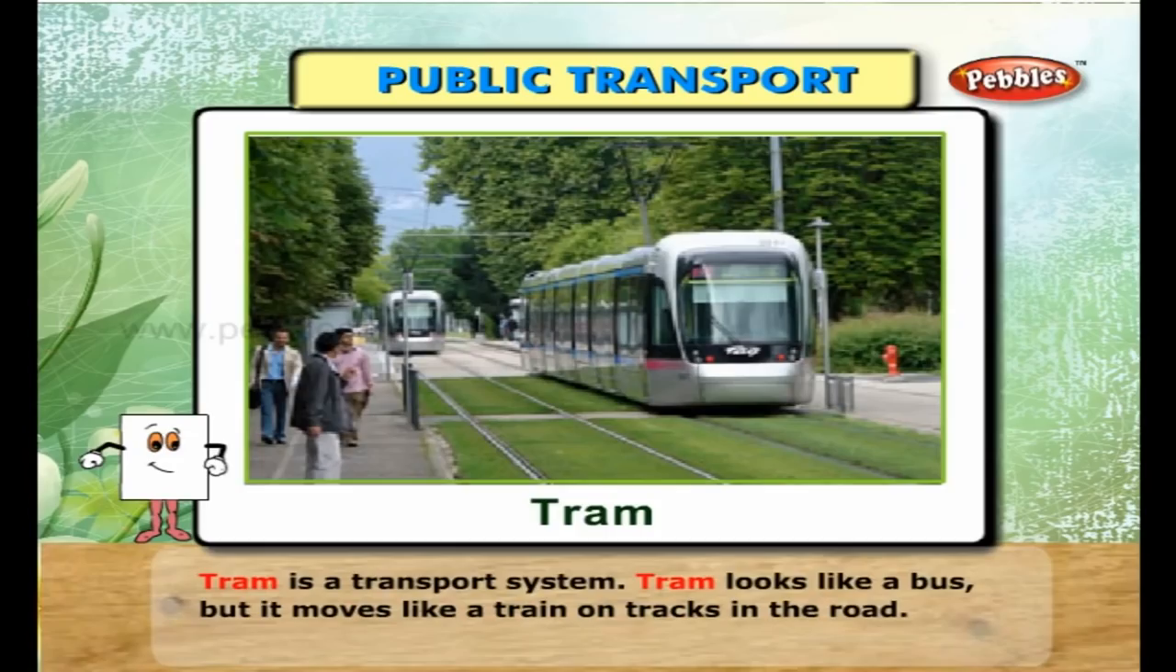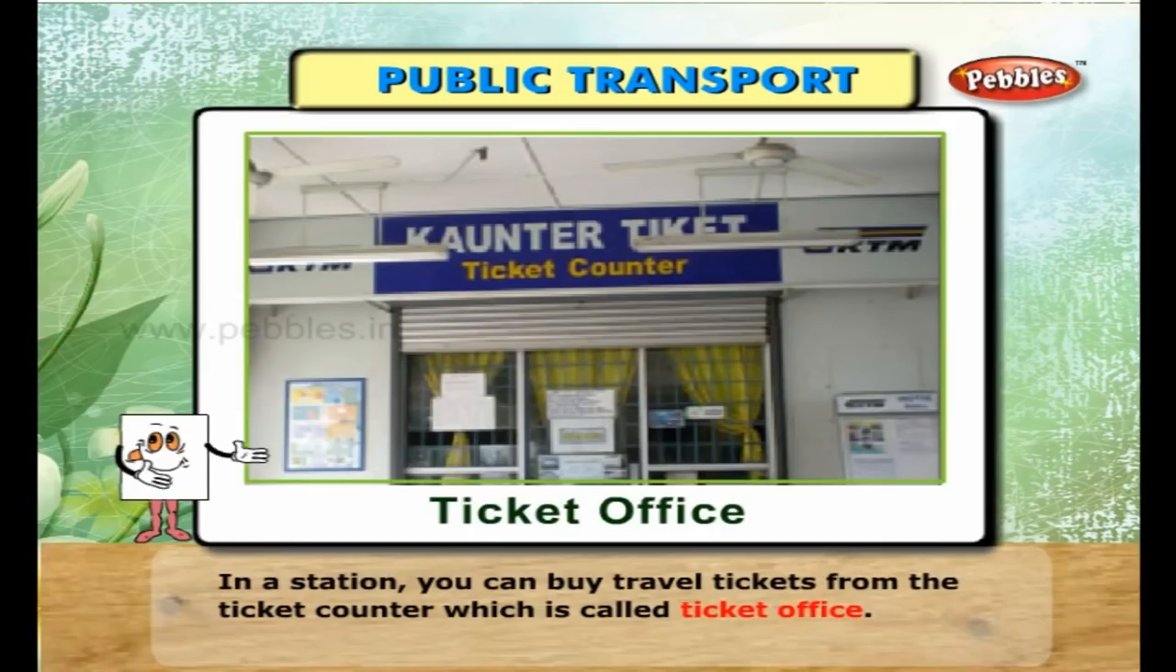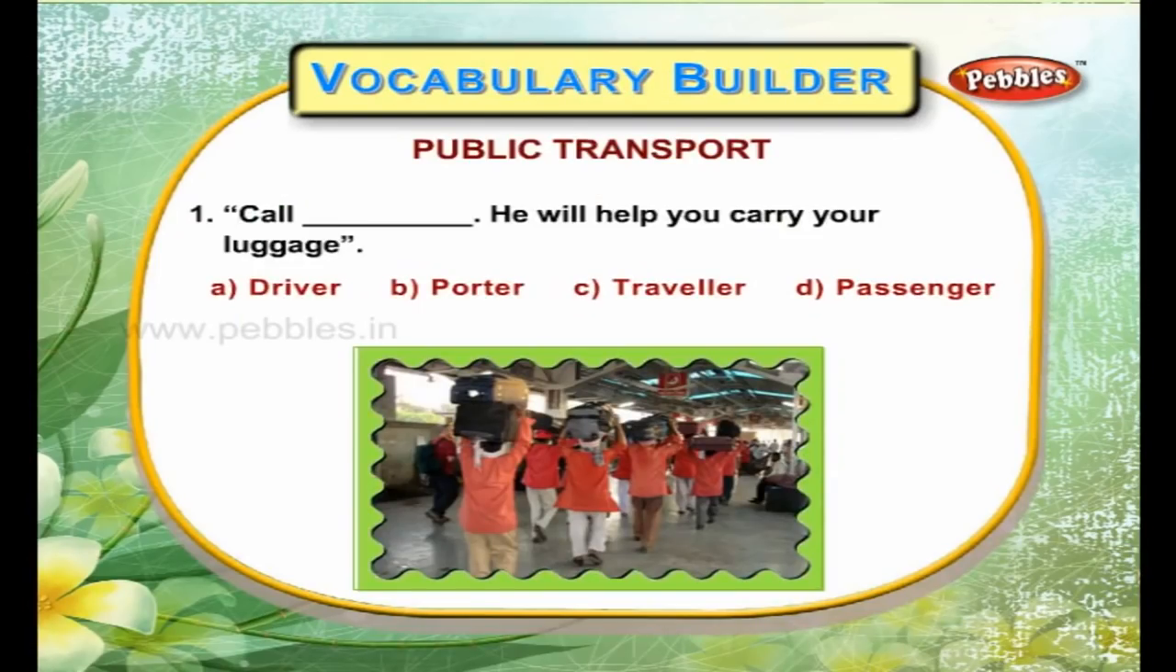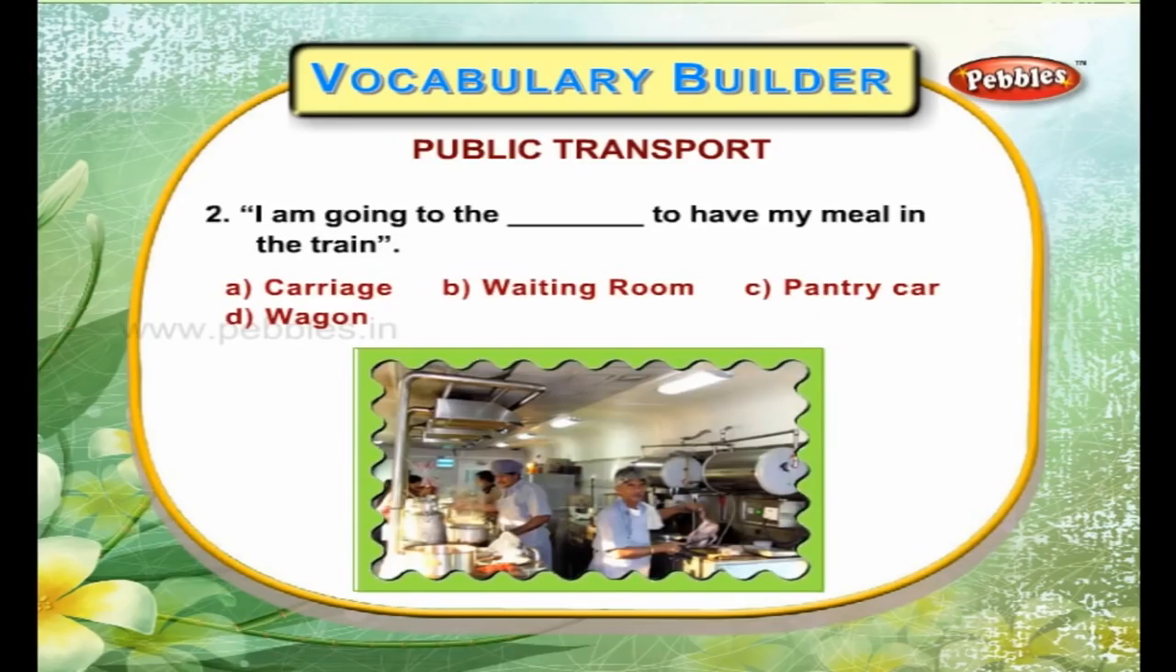Tram is a transport system. Tram looks like a bus, but it moves like a train on tracks in the road. In a station, you can buy travel tickets from the ticket counter, which is called ticket office. Call porter. He will help you carry your luggage. I am going to the pantry car to have my meal in the train.